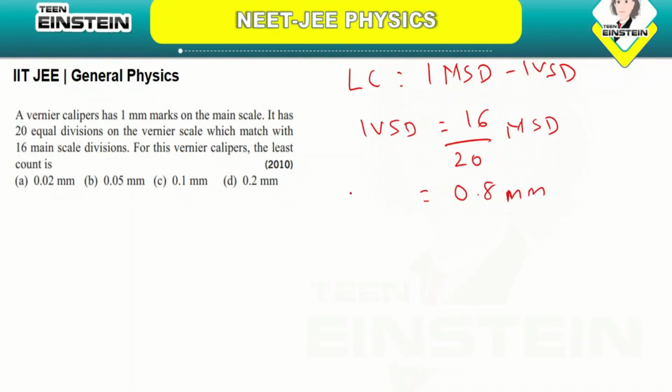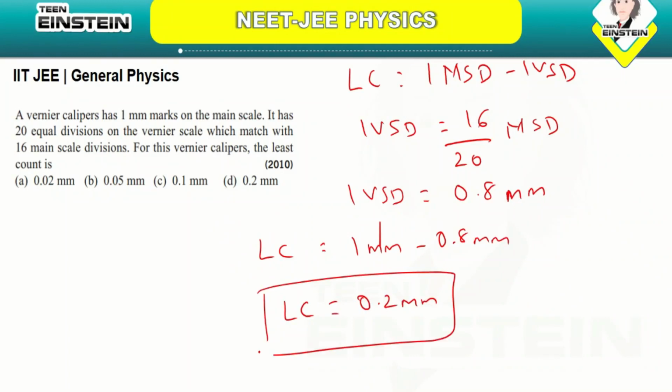Okay, so this is 1 VSD. So the least count is 1 MSD minus 1 VSD. So 1 mm minus 0.8 mm. If you solve this, you will be getting the least count as 0.2 mm. So the correct answer is option number D, 0.2 mm.